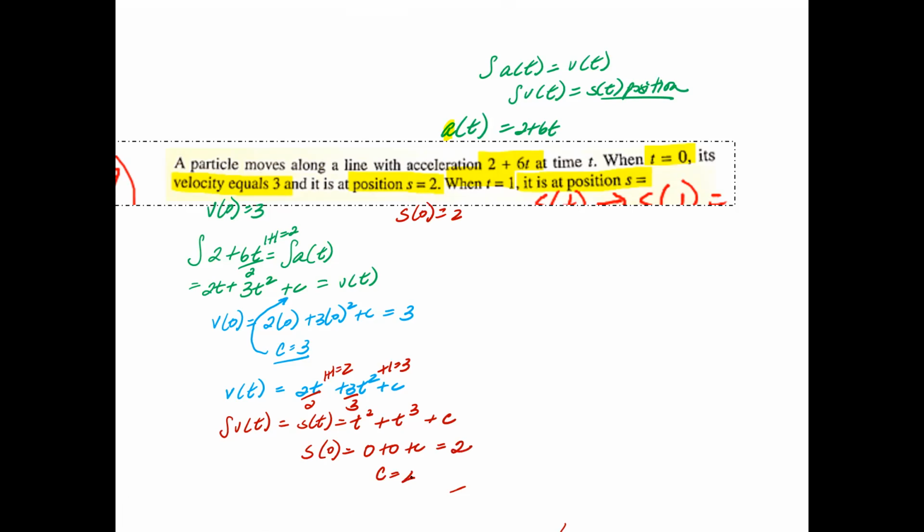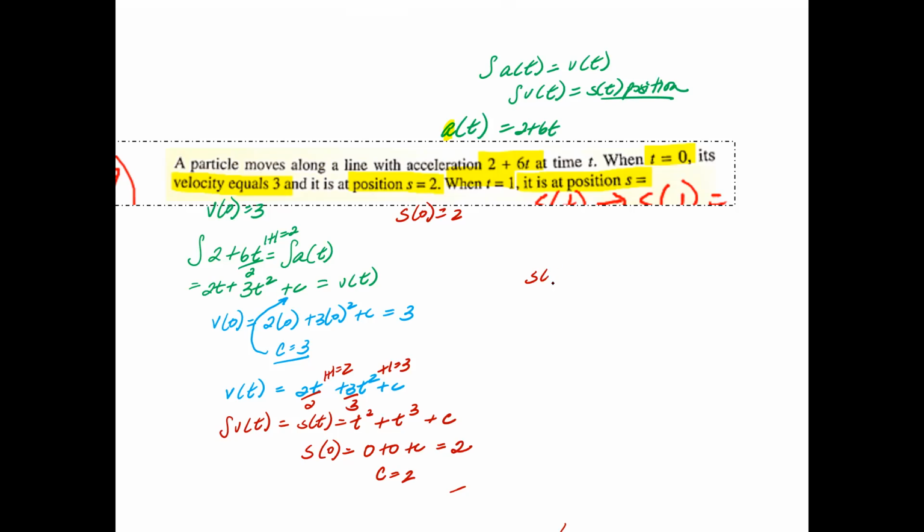So then your c equals 2. And then here you have it. Then your equation, s of t, is equal to t squared plus t to the third plus... oh, you know what? I feel like I forgot something. I forgot to replace this with a 3. Sorry about that. So this is really a 3t. So whoops, sorry. And so then plus 3t plus c, which is a 2.